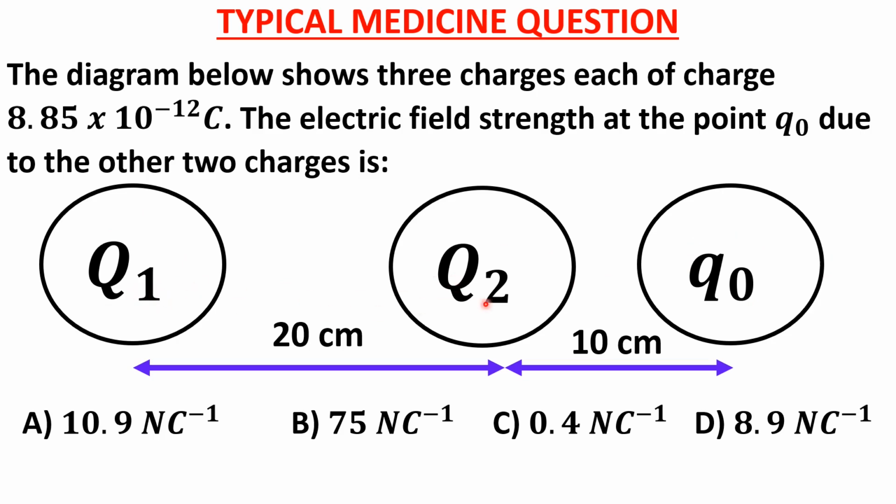The distance between the charge Q1 and Q2 is 20 centimeters, while the distance between the charge Q2 and Q0 is 10 centimeters. You are given options A, B, C, and D. Effectively, you need to analyze this question, and your analysis should be related to finding the electric field strength at this point Q0. Let us do that.